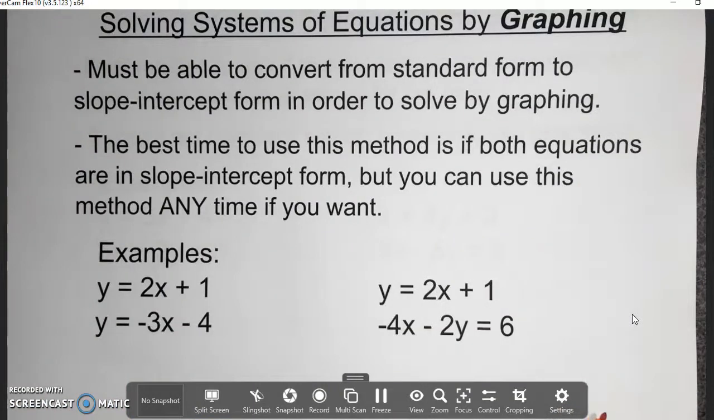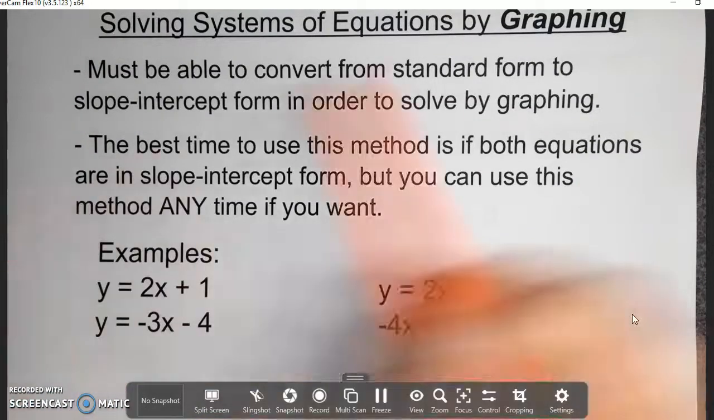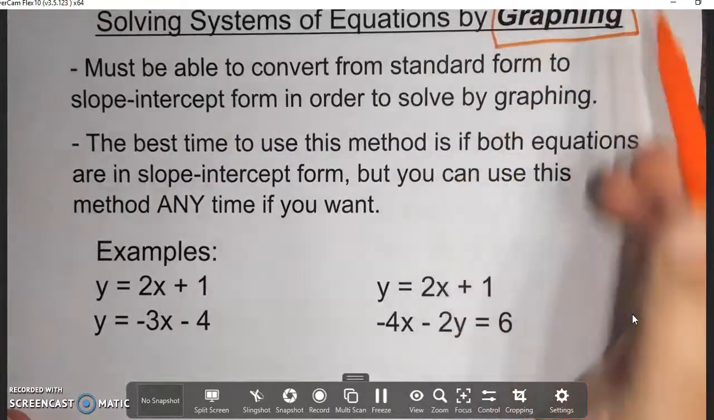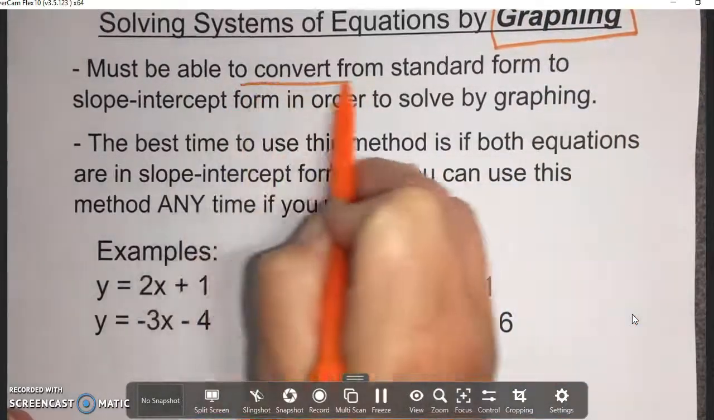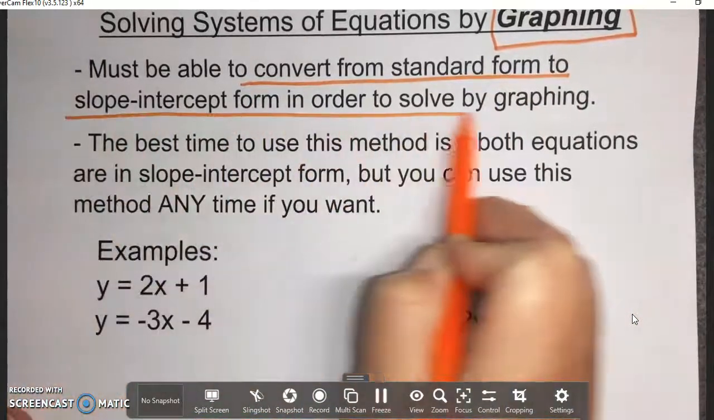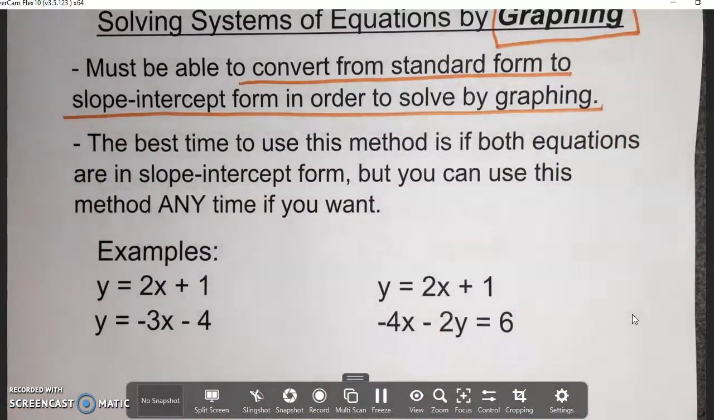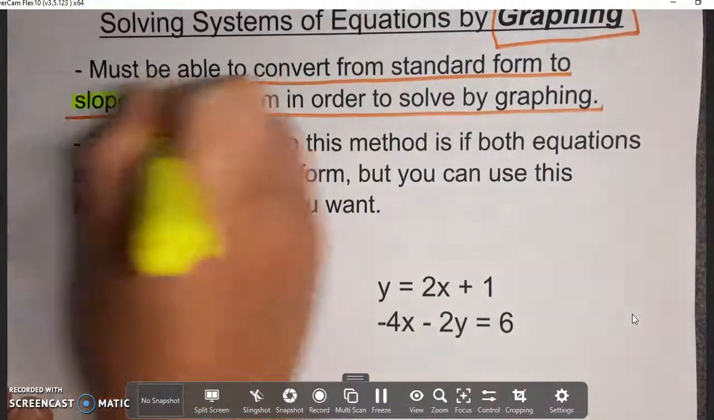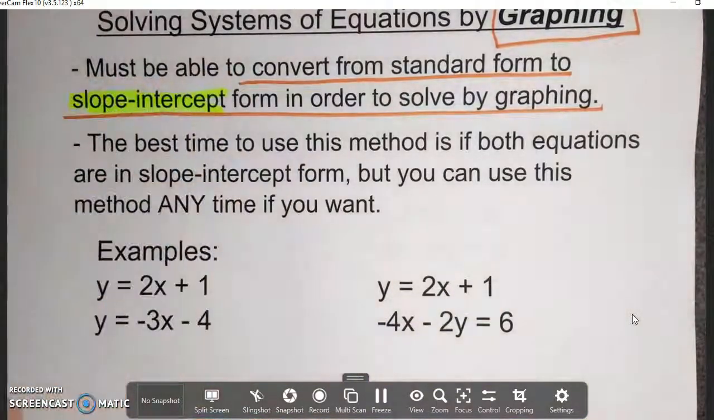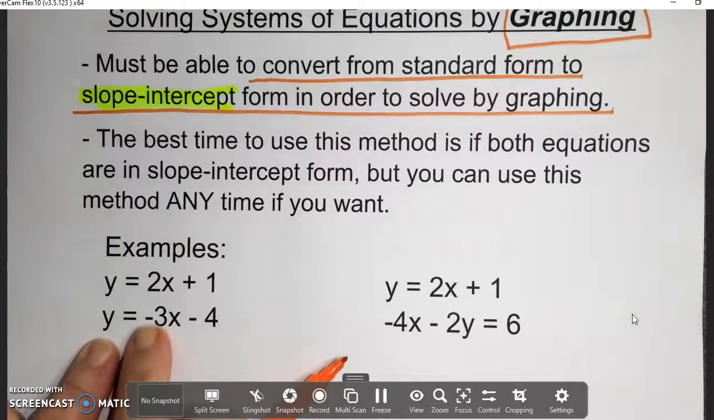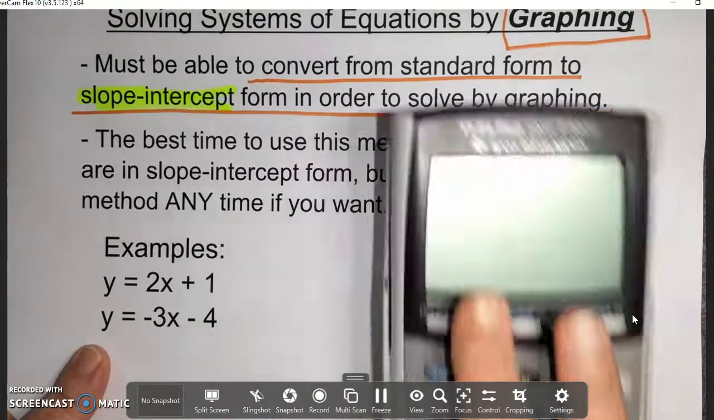If you want to solve it by graphing, which is our focus, you have to be able to convert from standard form to slope-intercept form. It must be in slope-intercept form to graph it. The best time to use this method is if both equations are already in slope-intercept form, but you can use this method anytime if you want. Look here at our examples. Both of them are in slope-intercept form. So I'm going to show you how to do this.